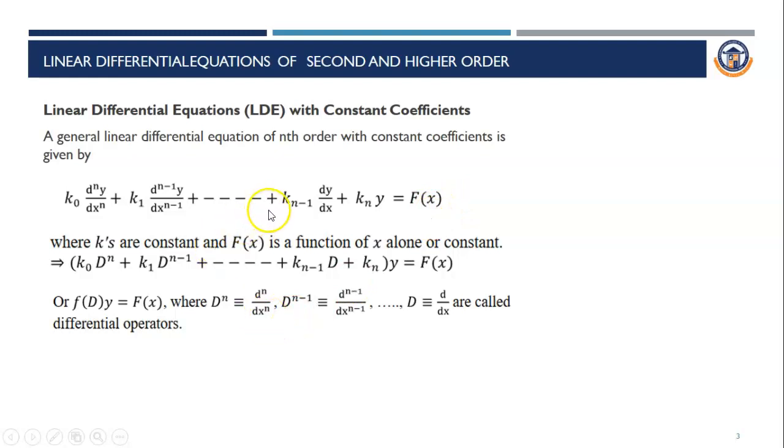So this equation can be written as k0 D power n plus k1 D to the power n minus 1 plus and so on plus kn minus 1 into D plus kn into y, that is equal to capital F of x. This equation can be written as f of D into y is equal to f of x, where D power n is equal to d power n divided by dx power n and so on, and D is equal to d by dx are called differential operators.